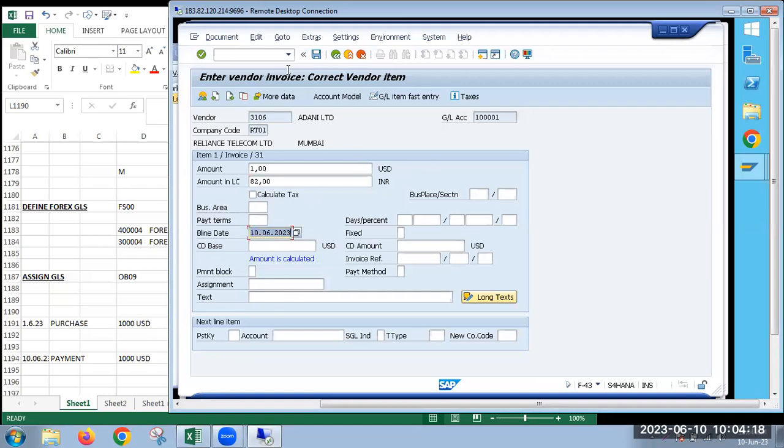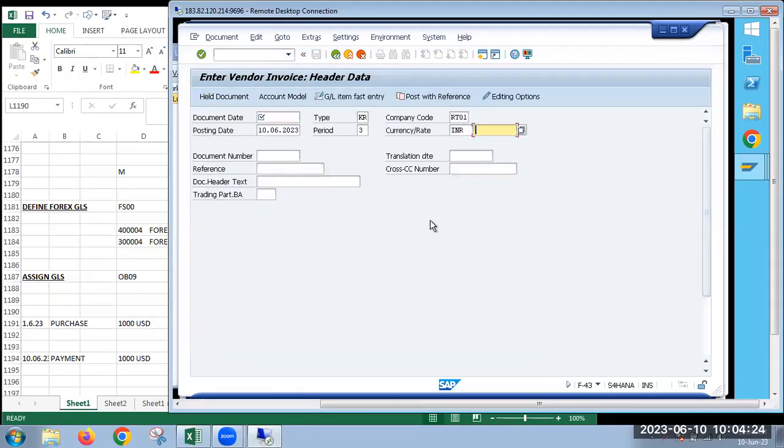Okay, so one more thing. If we keep this blank, the system will take the table rate. At the same time, if we manually specify a value, the system will take this value only. So whatever the table rate is with that particular date, the system will still overrule that rate and go for this rate for this transaction only. At document level, we can specify a new rate. The system will overrule the table rate.